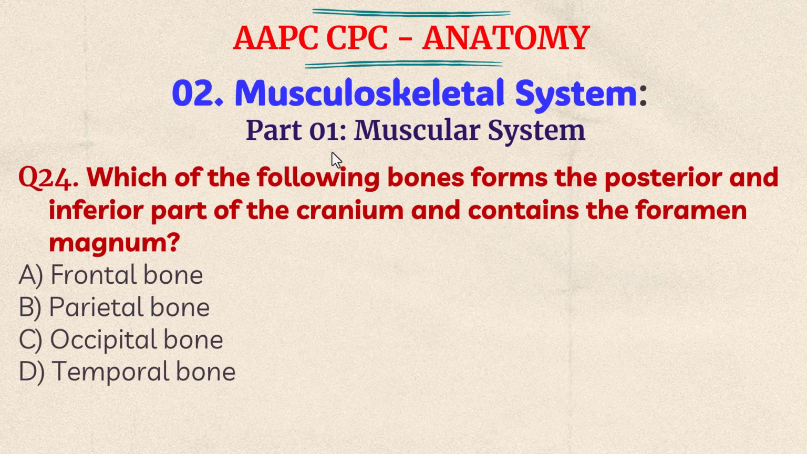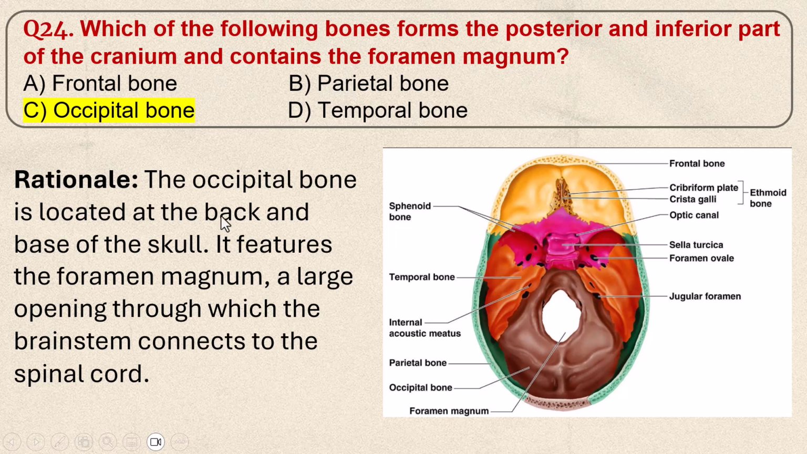Question number 24. Which of the following bones form the posterior and inferior part of the cranium and contains the foramen magnum? A. Frontal bone, B. Parietal bone, C. Occipital bone, D. Temporal bone. Pause the video and think the answer. The correct answer is C.